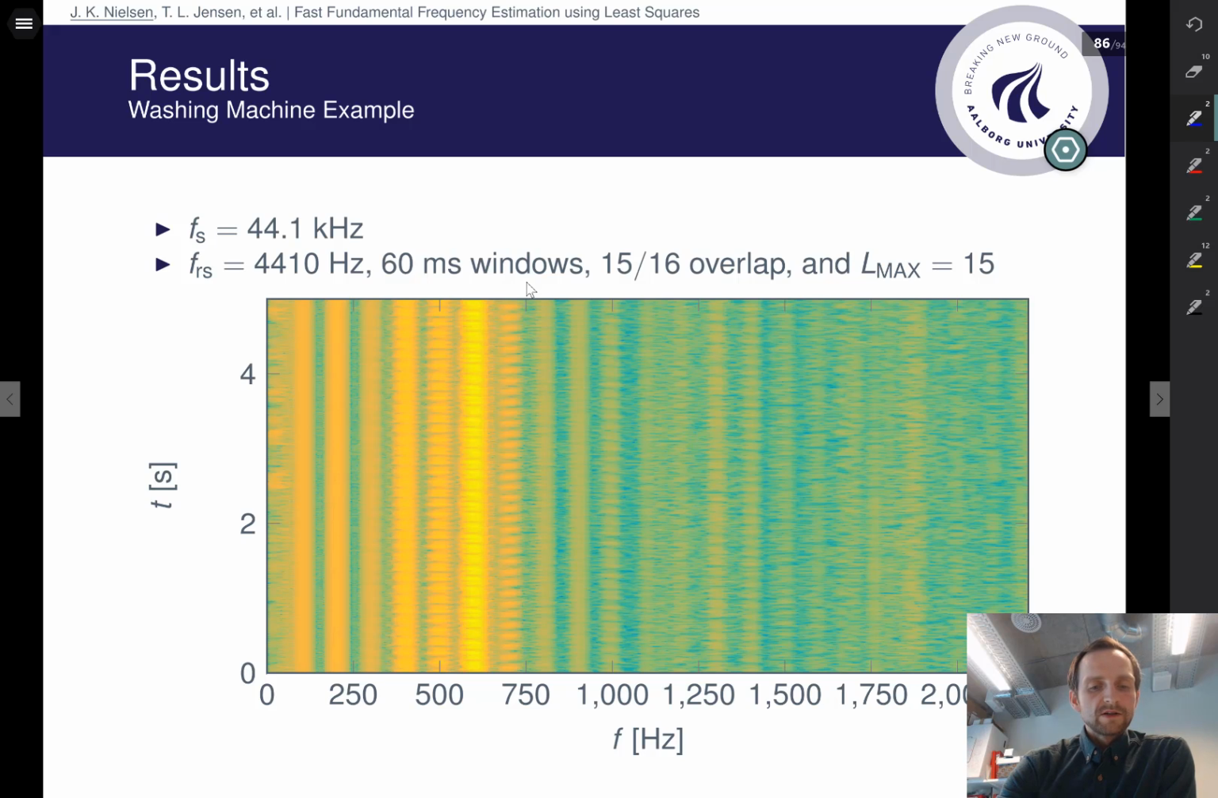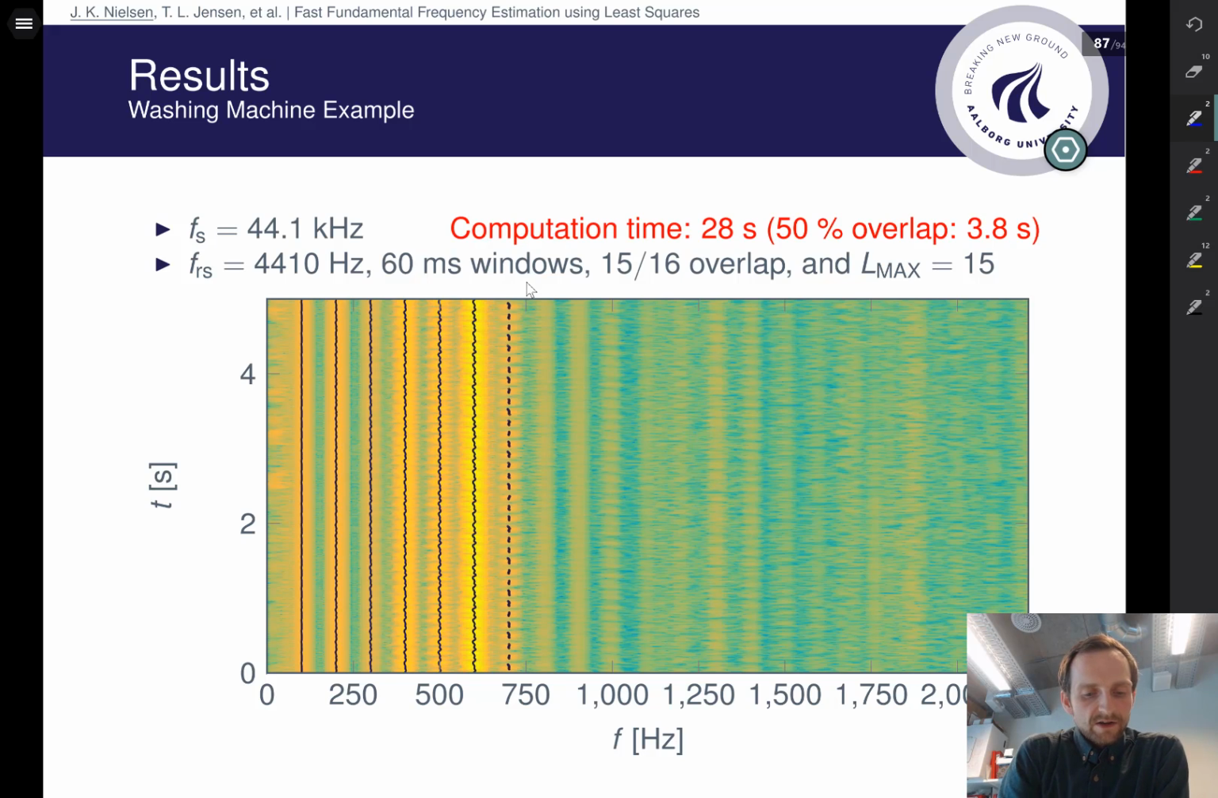The source signal here was sampled at 44.1 kilohertz. We downsampled it by a factor of 10. Then we used 60 millisecond windows and used a big overlap here. Maximum candidate model order was set to 15.